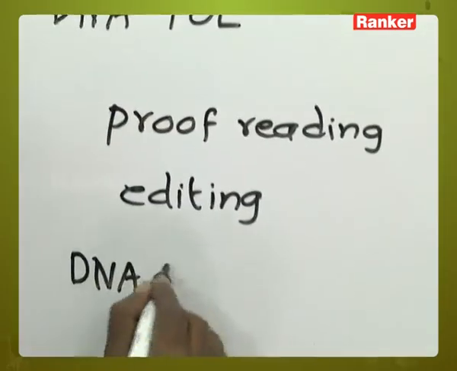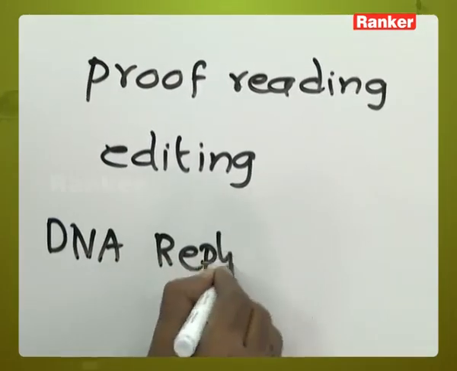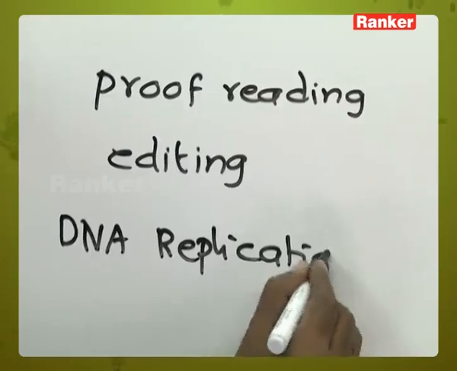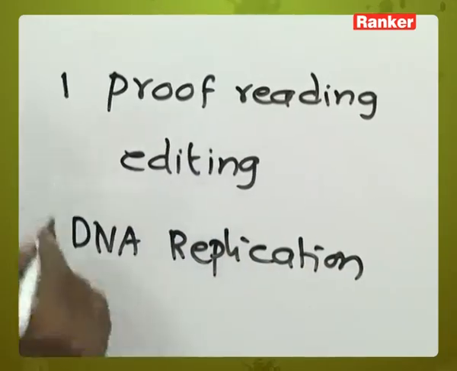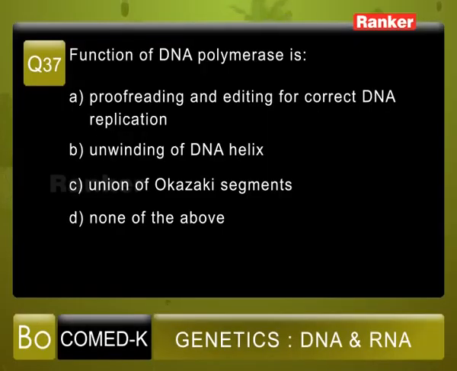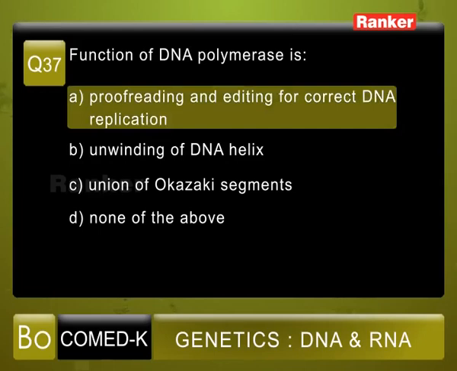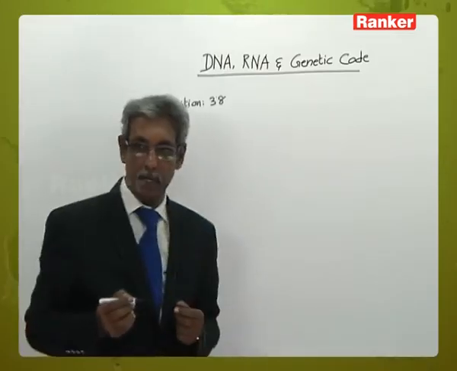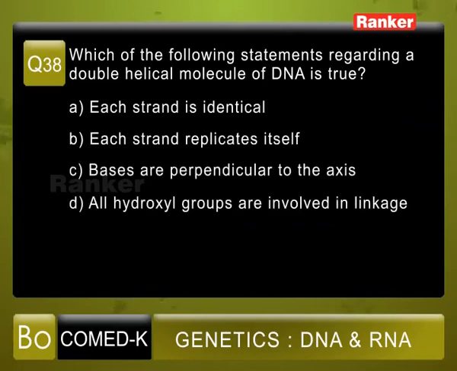So the prime function of DNA polymerase in DNA replication is, first, proofreading and second, it helps in editing. Hence the answer is A. Question number 38. Which of the following statements regarding a double helical molecule of DNA is true?